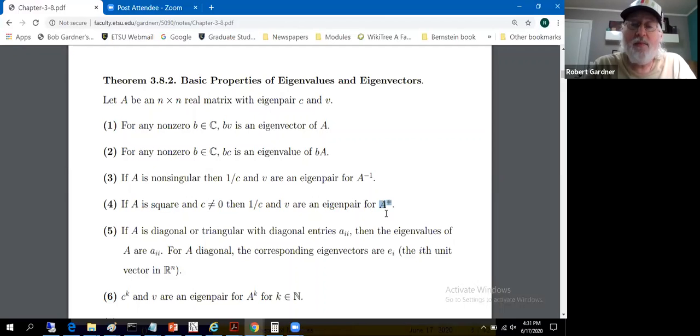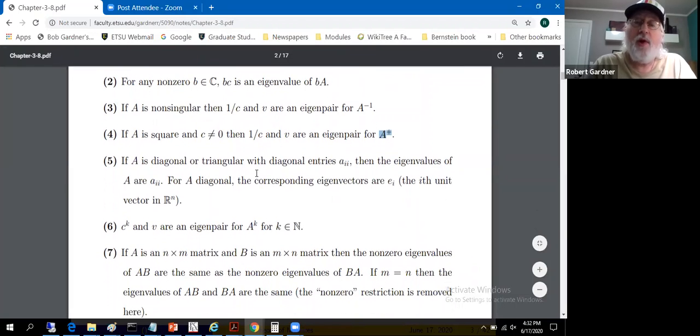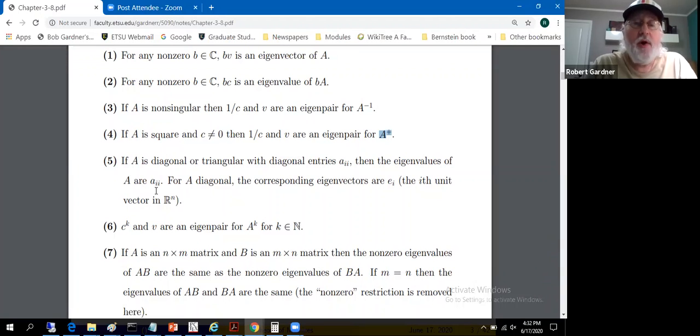So we can extract some eigenvalues for the pseudo inverse of matrix A based on the eigenvalues and eigenvectors of matrix A. If A is diagonal or triangular with diagonal entries A sub i, then the eigenvalues of matrix A are those diagonal entries. No claim in general about eigenvectors, but if A is diagonal, forget the triangular part, so additional hypotheses really, the corresponding eigenvectors are the e sub i's, the ith unit vector in Rn, the ith standard basis vector in Rn, provided we had a diagonal matrix.